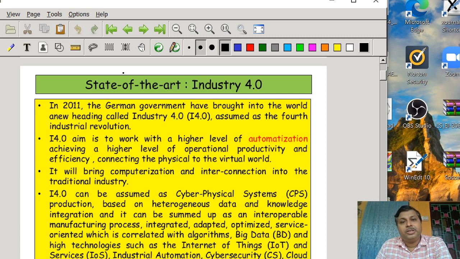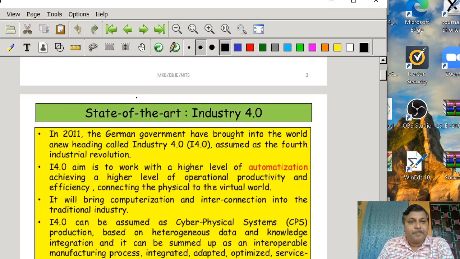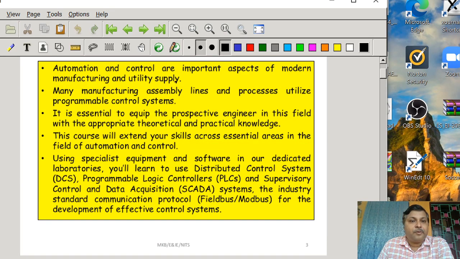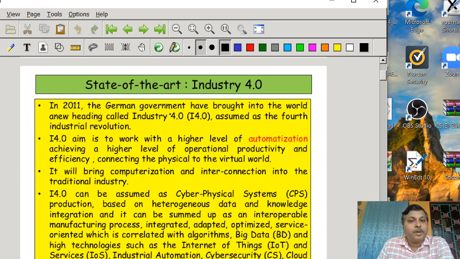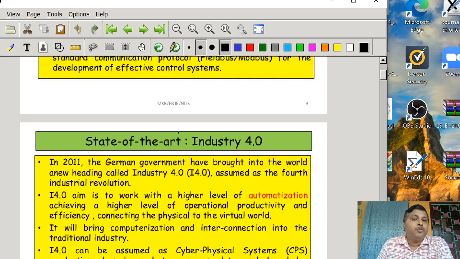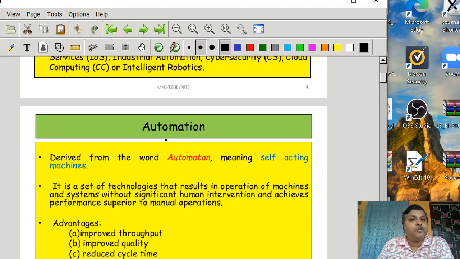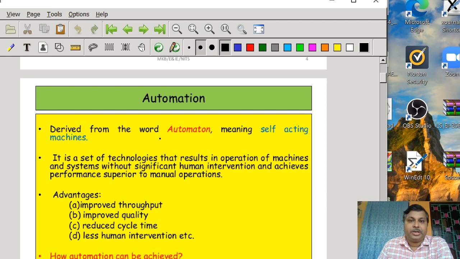One common thing you are able to understand from whatever we have discussed till now is that, as I told you about the course, many manufacturing assembly lines and processes utilize programmable logic control systems to automate the process. So automation is a very important word, and you are finding that it plays a key role in the industry. That's why we are going to understand what we mean by automation and how it is correlated with control.